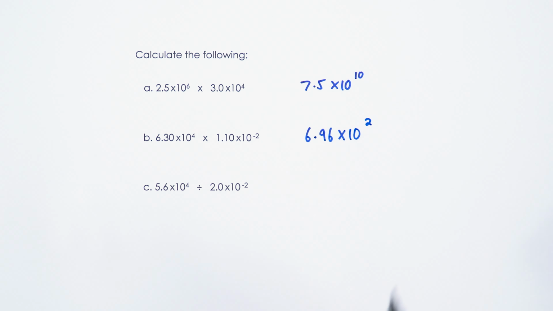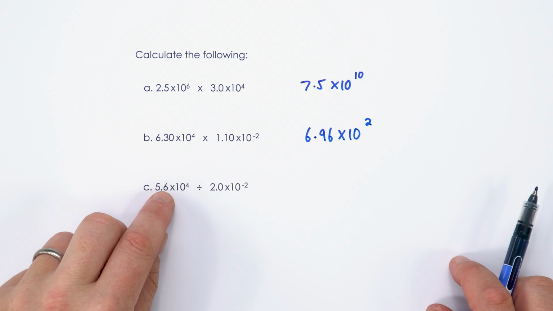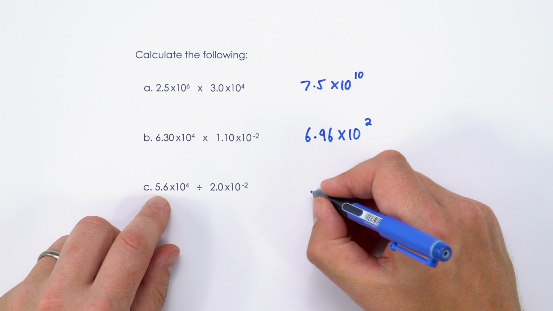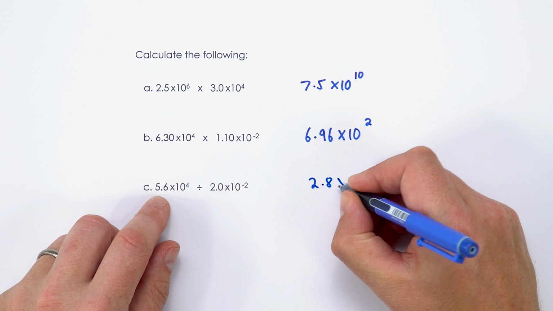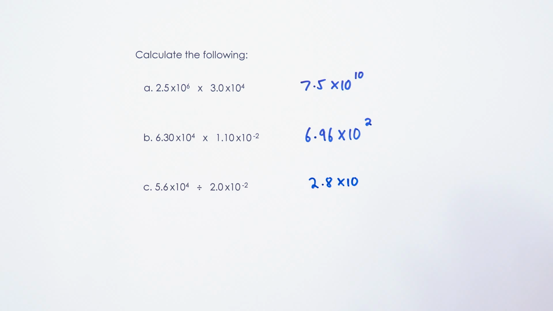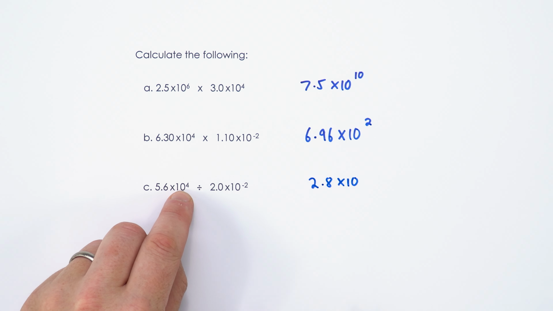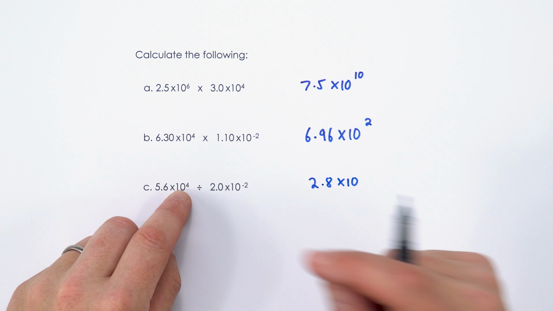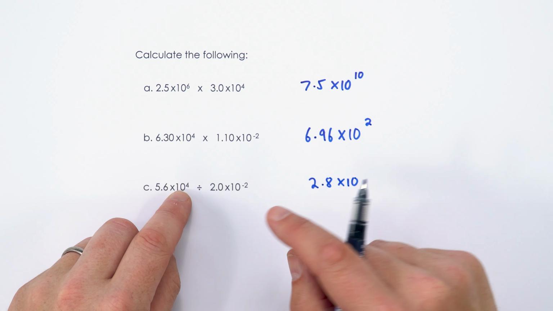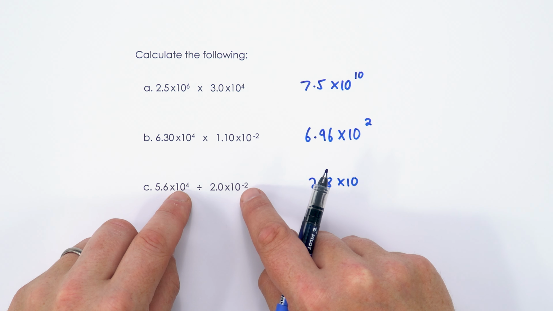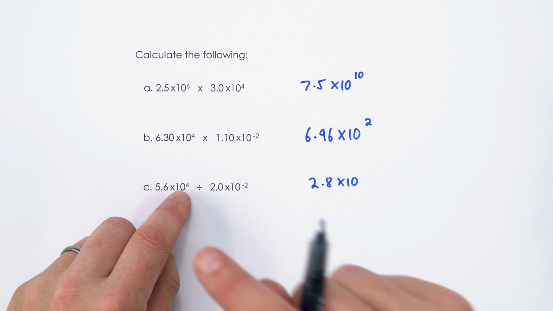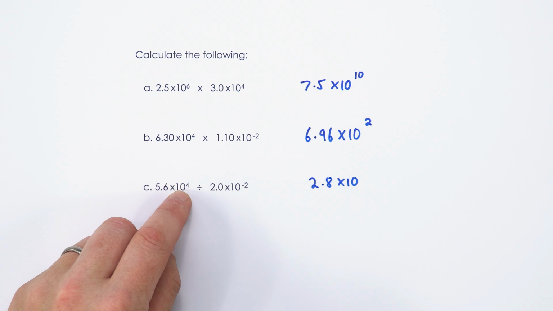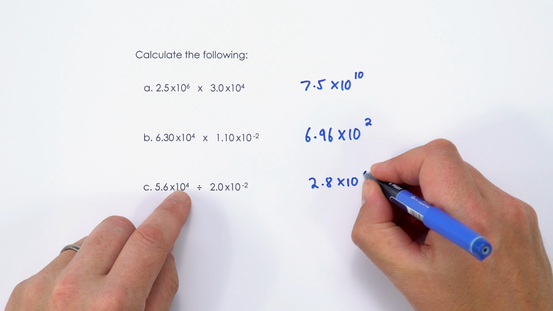The last one we can also do in our head, I suppose. But now we've got 5.6 divided by 2.0. So that's just going to be equal to 2.8 times 10 to the something. But now because we're dividing 10 to the 4 by 10 to the minus 2, that's the same as multiplying by 10 to the 2. So what we'd be doing is actually taking this number away from that. So 4 minus 2 would be 4 plus 2, which is 6. So this would then be 10 to the 6.